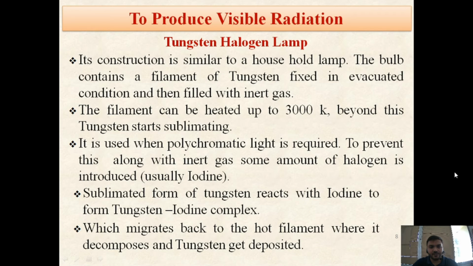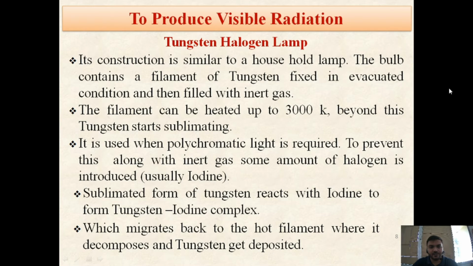To produce visible radiation, a tungsten halogen lamp is used. Its construction is similar to a household lamp that we use in daily life. The bulb contains a filament of tungsten fixed in evacuated condition and then filled with inert gas. The filament can be heated up to 3000 Kelvin. Beyond this, tungsten starts sublimating. It is used when polychromatic light is required.